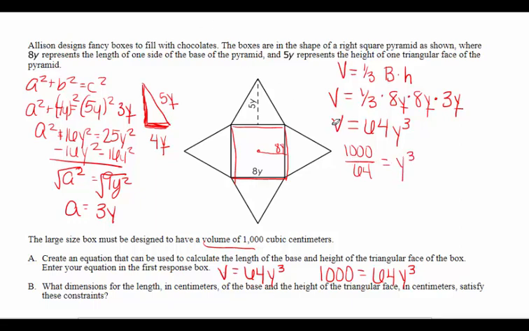So I'm going to go ahead and replace that V with 1,000. Basically, you just divide both sides by 64 here, and that's why you get the 1,000 over 64, and it cancels over here. Now we have the cubed root. In order to get rid of the fact that this is y to the third, we take the cubed root of it.